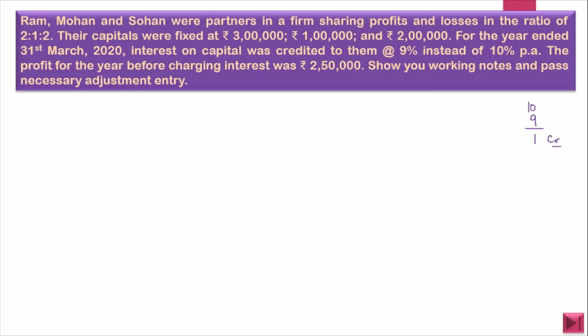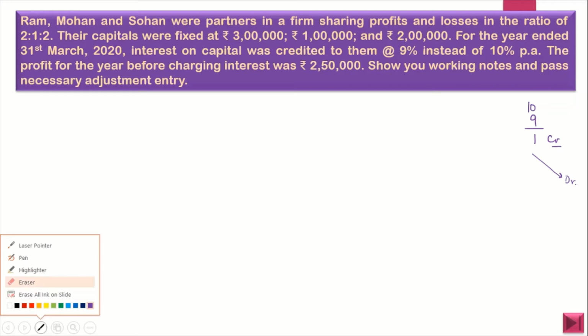Again, in this, one more thing I want to explain. If it is vice versa, 10% is given instead of 9%, then in that case this difference will be debited. I hope I'm making my thought clear: here I'm debiting it because I've given in excess. So to cancel the effect, I'm going to debit the amount. Clear? Okay.